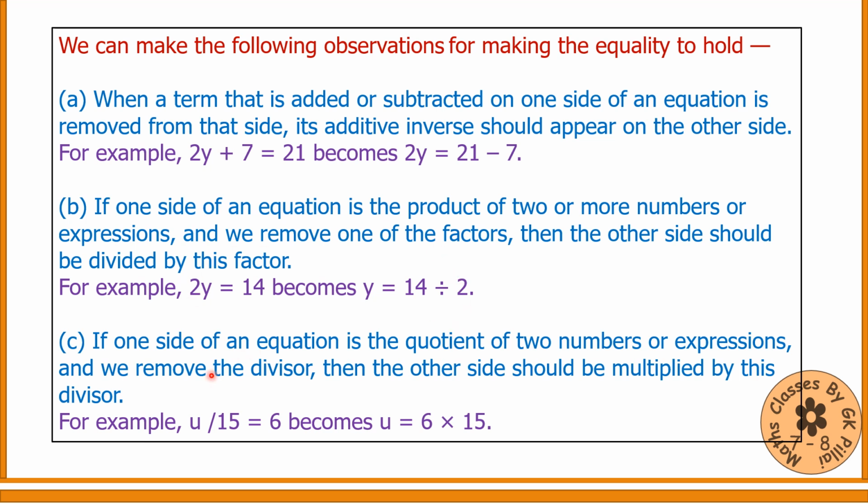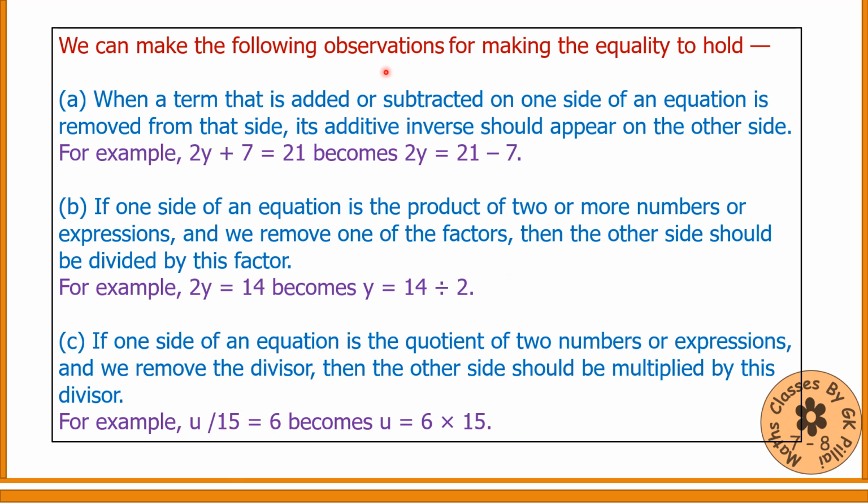Third one, if one side of an equation is the quotient of two numbers, that is u divided by 15, or expressions, it can be a variable also, and we remove the divisor, the denominator, then the other side should be multiplied by this divisor. So u upon 15 equal to 6. If we are removing the 15 from here, on the other side it will be 6 into 15.